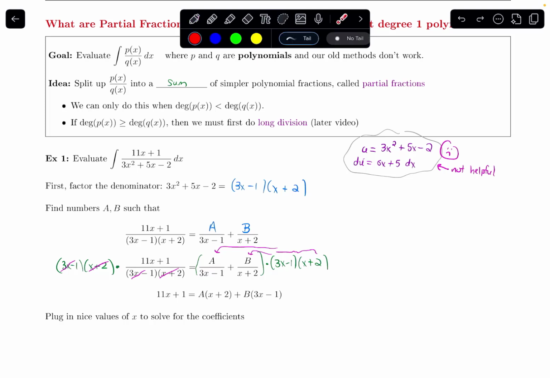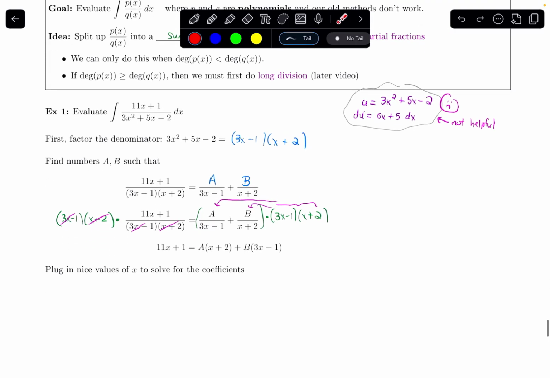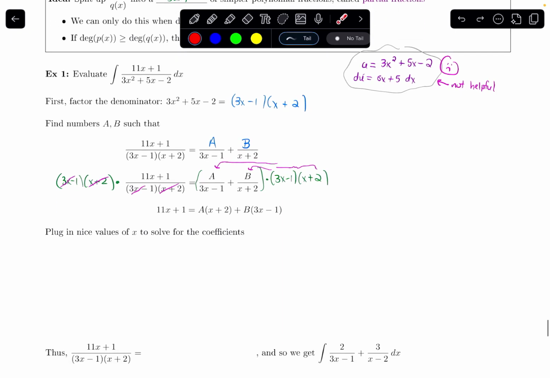The next step is, this equation should work no matter what x is. To take advantage of that, we can plug in some nice values of x so that I can solve for a and b. So what are some nice values of x? Well, I notice that I can make this part become 0 if I plug in x equals -2. And then I can make this other part be 0 if I plug in x is 1/3. So I will do that on the side, 1/3.